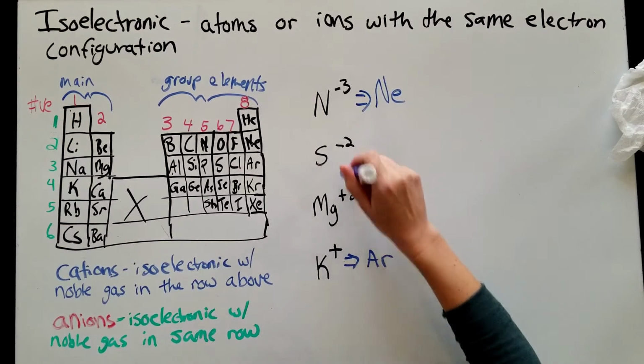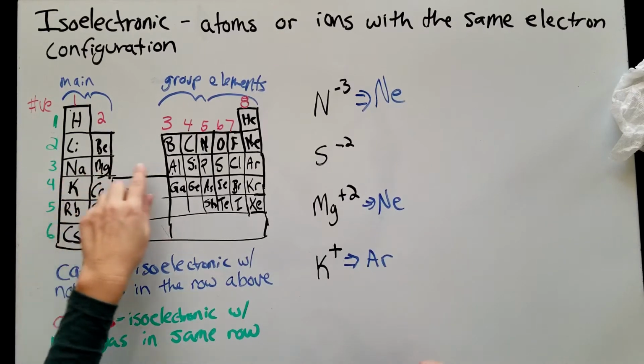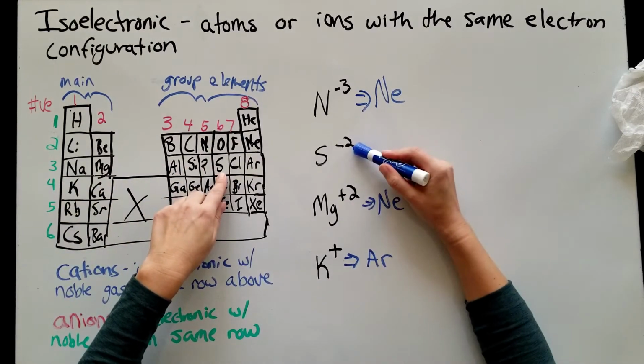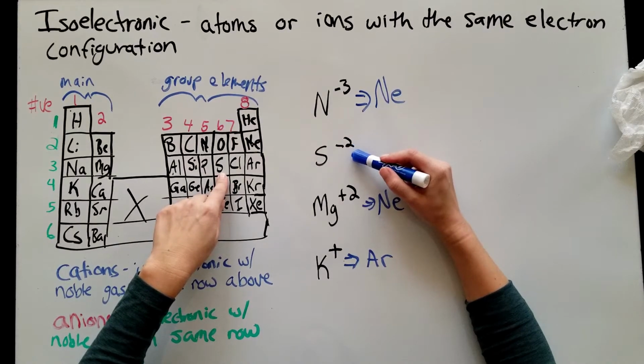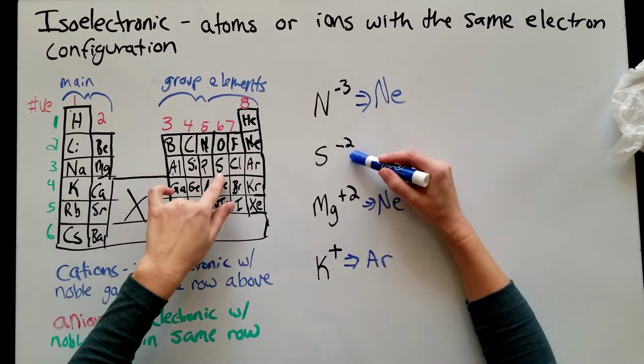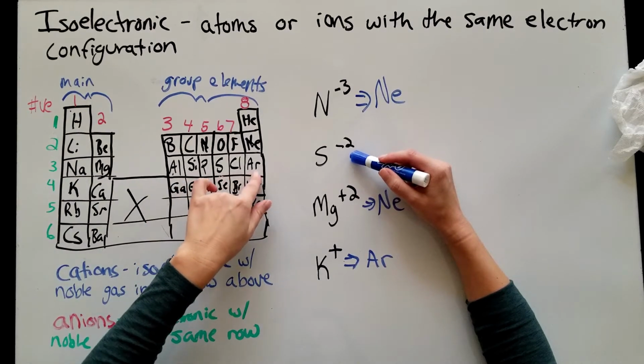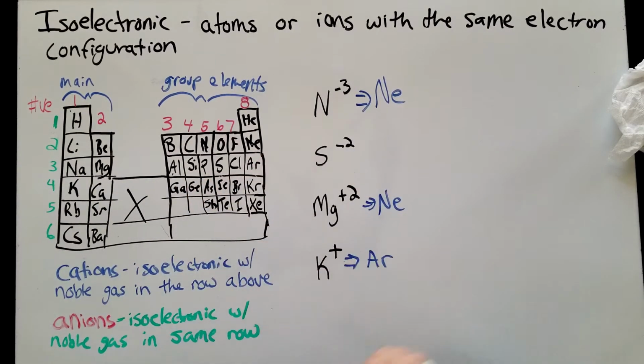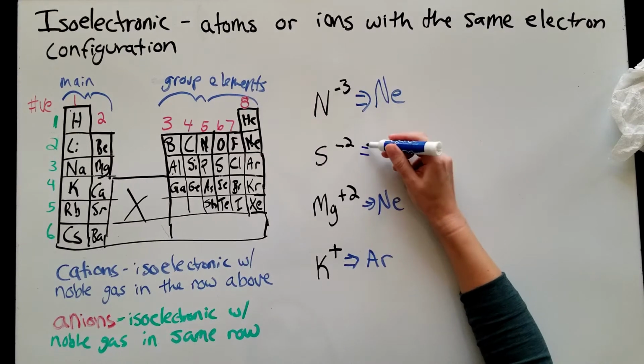Now let's try sulfur. Finding sulfur on the periodic table. Since sulfur's got a -2 charge, that's an anion, so it's going to be isoelectronic with the noble gas in the same row. Sulfur's in row 3, so it's going to be isoelectronic with the noble gas in row 3. So it's isoelectronic with argon.